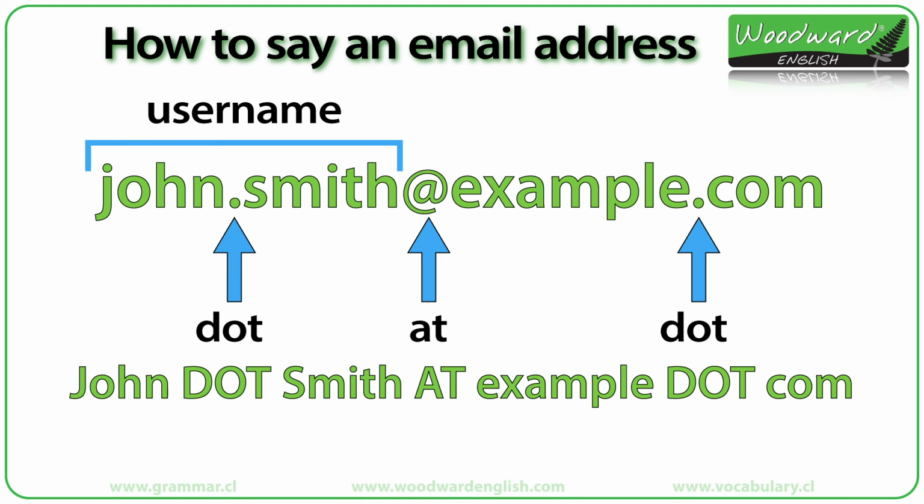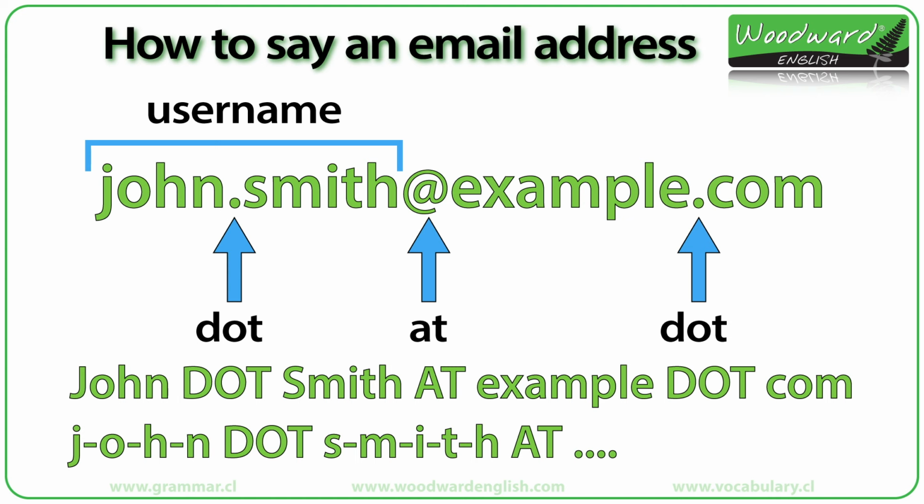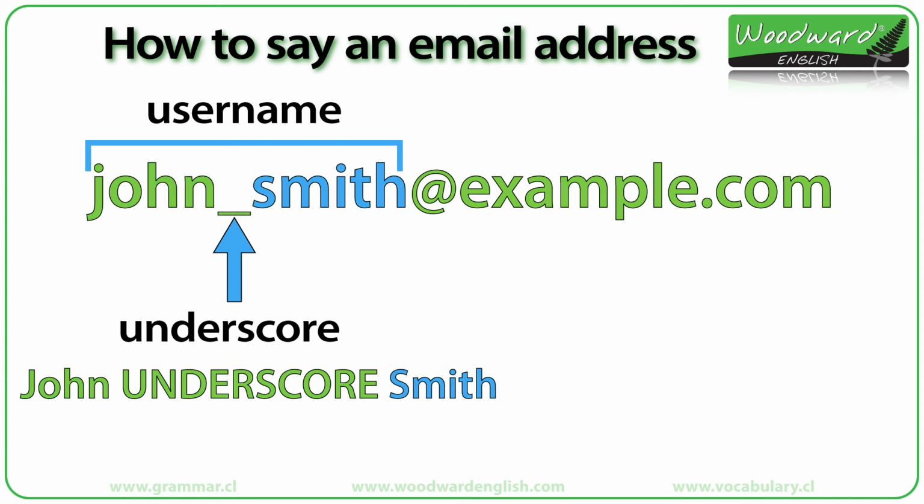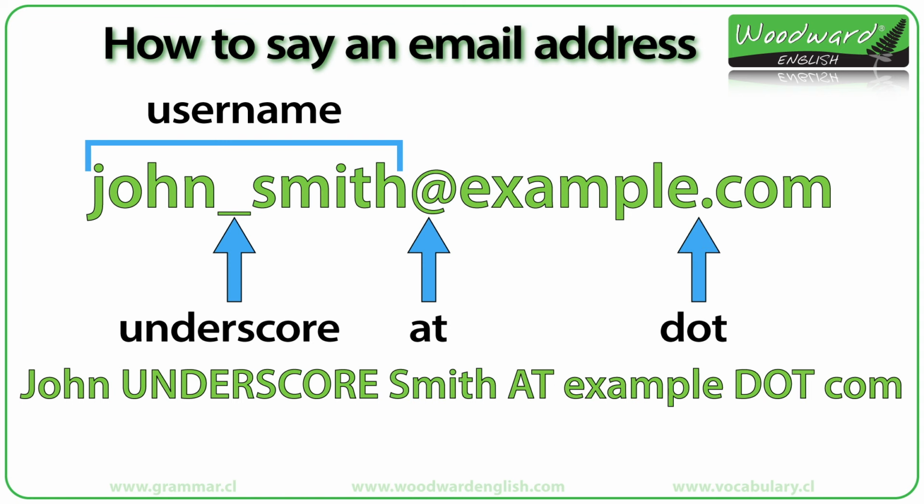Sometimes you have to spell the name or username because it may be difficult to understand. You can easily say each letter individually. For example, john.smith@example.com. Sometimes in a username, you may see this. That line at the bottom between the first name and the surname is called an underscore. How can we say this email address? john_smith@example.com.